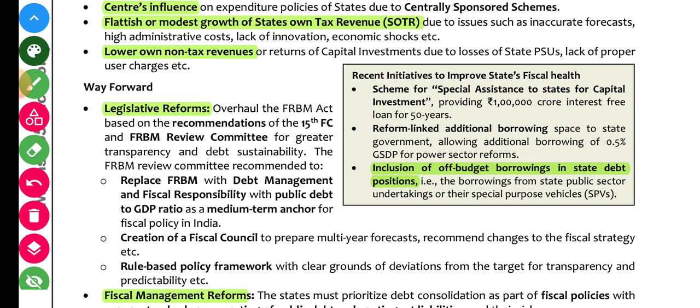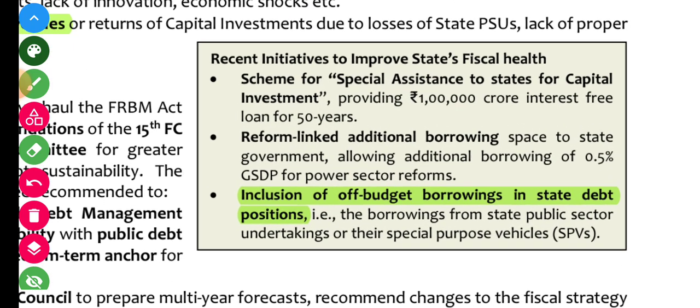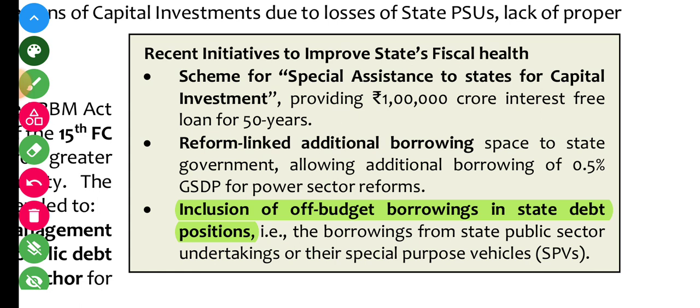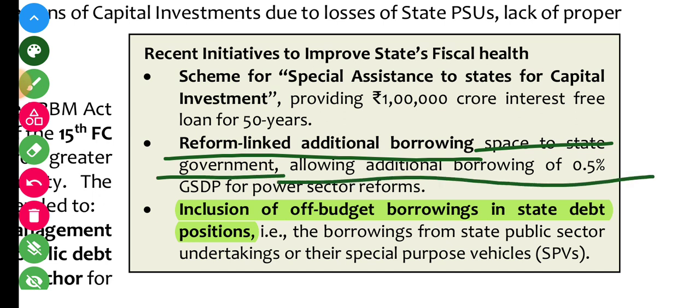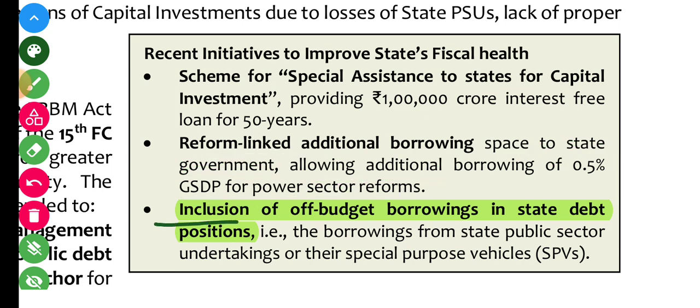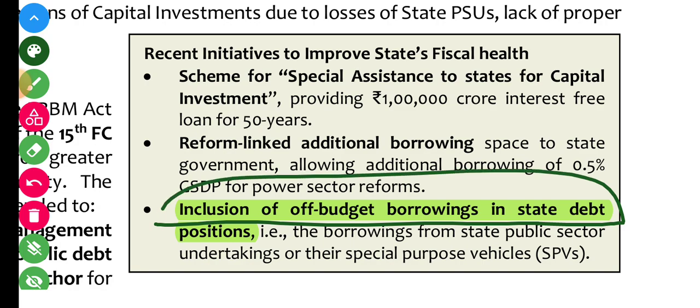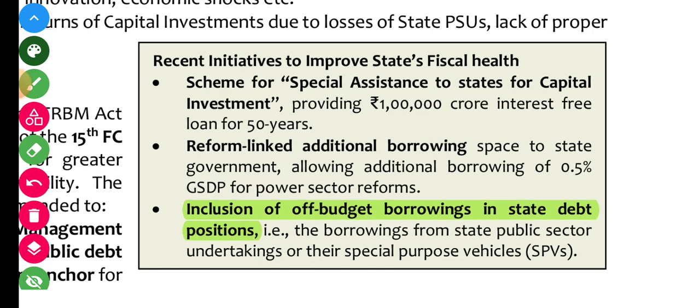Okay, a recent initiative by the government to improve states' fiscal health: a scheme for special assistance to states for capital investment. Okay, a reform-linked additional borrowing space for state governments, allowing additional borrowing of 0.5% for power sector reforms, and inclusion of off-budget borrowings in state debt position. So you can remember these points.